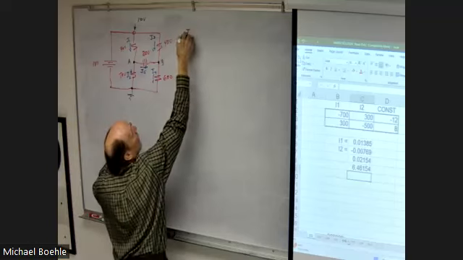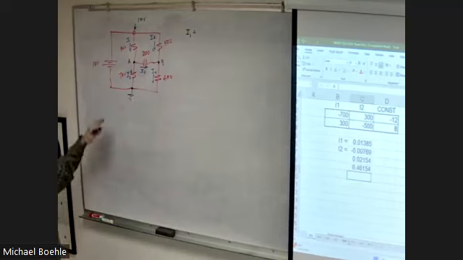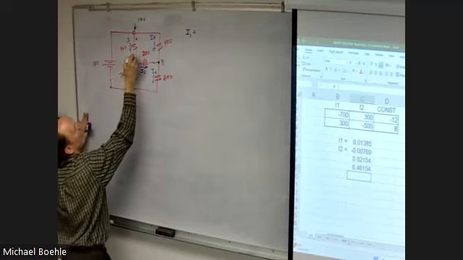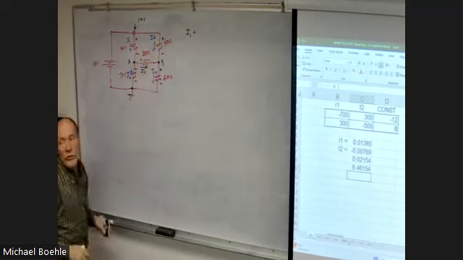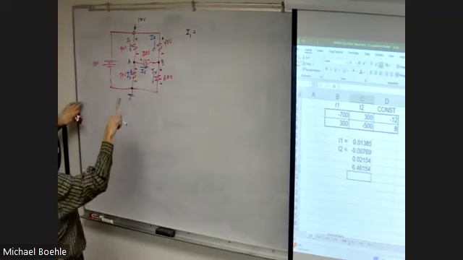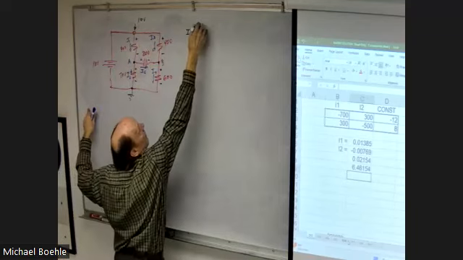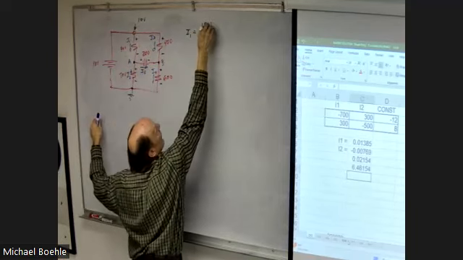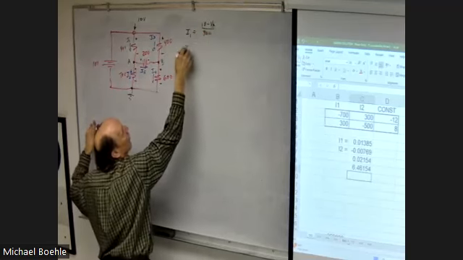So current 1 is what? Same technique we just used. Based on the current directions, I'll put the polarities up here, just to clarify, because the polarities are all based on my assumed current directions. Now, I made a point of actually assuming as correctly as I can here. So current 1 will be the voltage up here, which is 10, minus the voltage at point A, divided by 300.